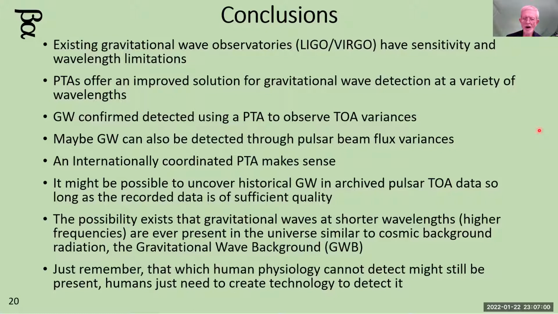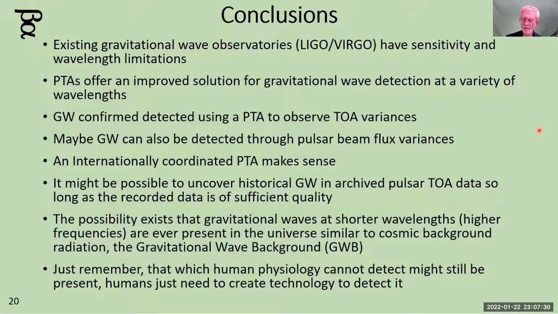Pulsar timing arrays offer an improved solution for detection of gravity waves at a variety of wavelengths. Gravity waves have been confirmed as being detected by pulsar timing arrays by measuring the time of arrival variances. Maybe they can also detect them through beam flux variances, but the verdict is still out on that. Coordinating an international pulsar timing array makes sense, and we have one of those.